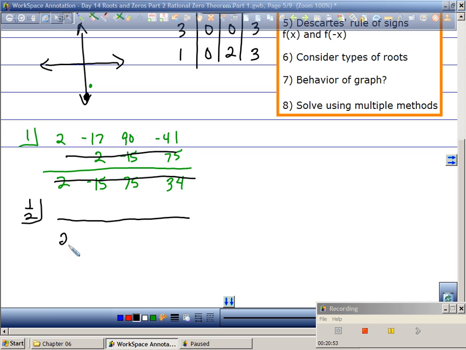So I'm going to bring down the 2. 1/2 times 2 is 1, negative 17 and 1 is negative 16. Half of negative 16 is negative 8. Negative 8 and 90 make 82. What's half of 82? 41. Bingo. There it is.